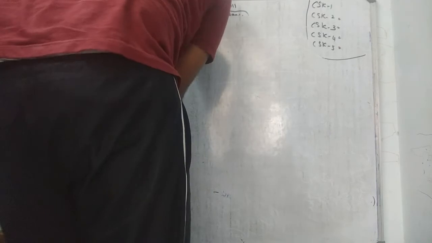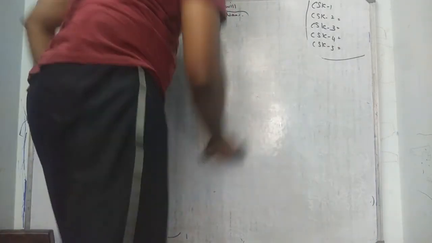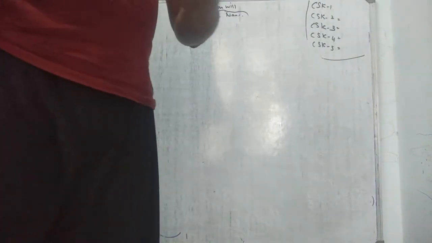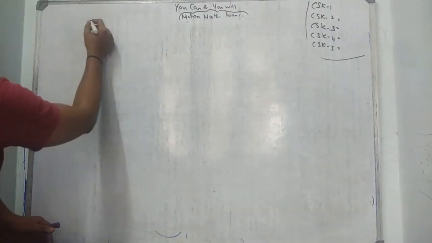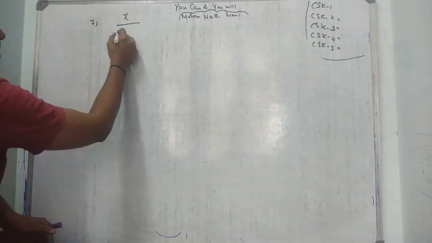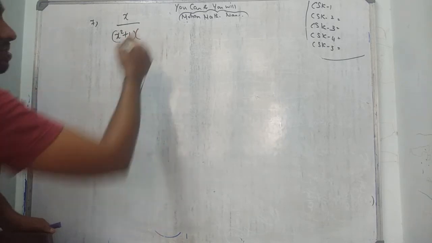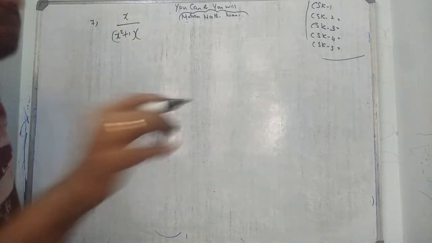So a b value, even we teachers should be very consistent. You have to concentrate more. Now 7th sum: x upon x square plus 1 times x minus 1 dx.